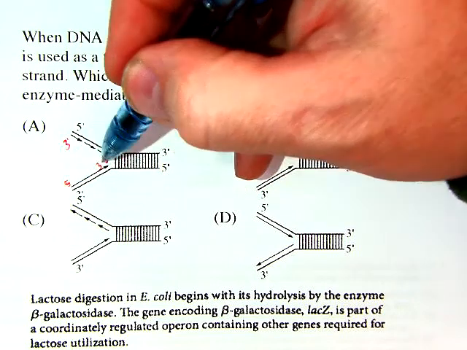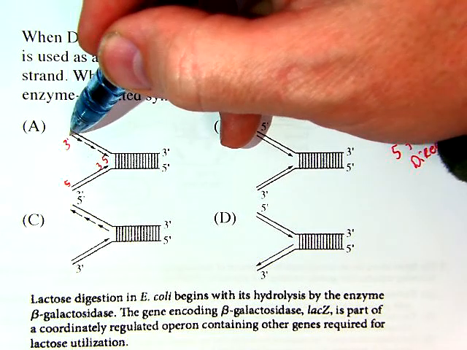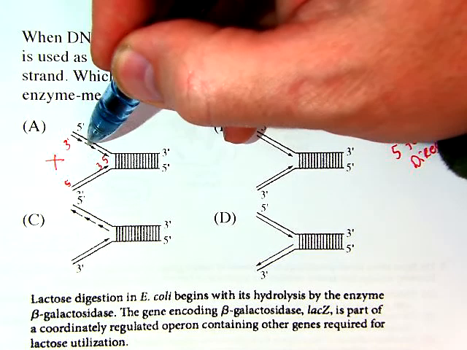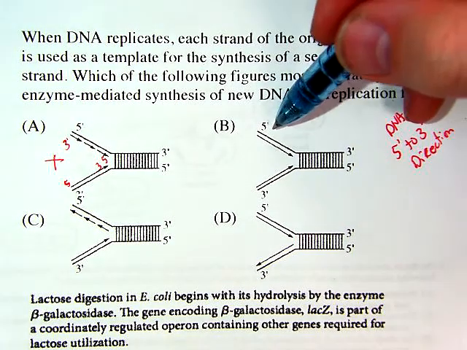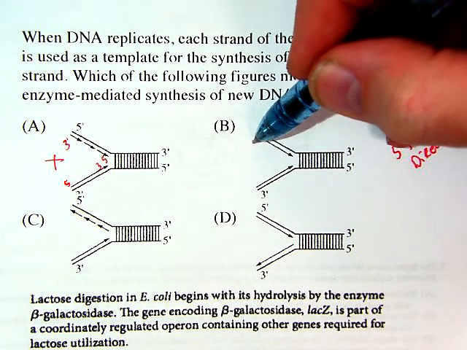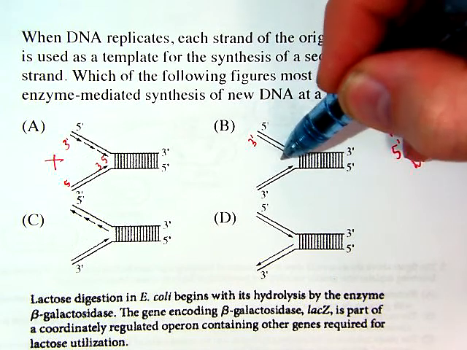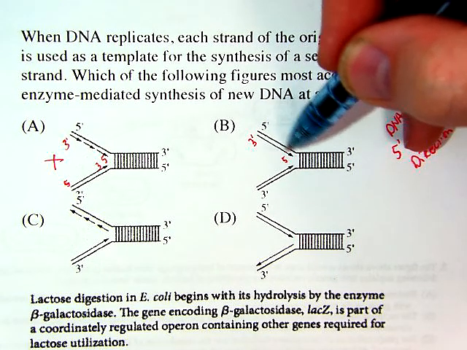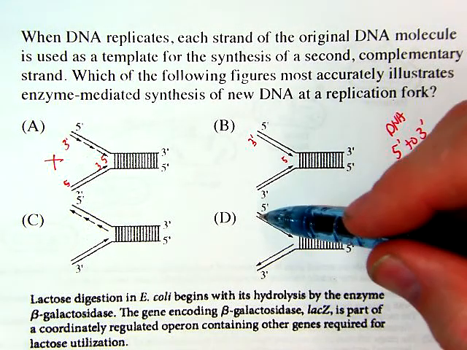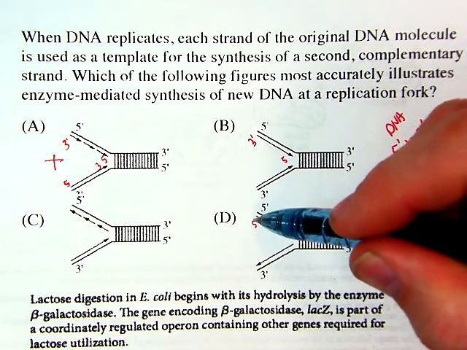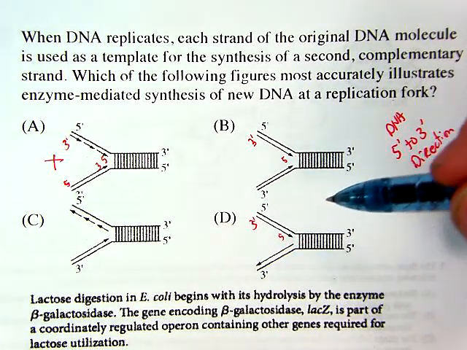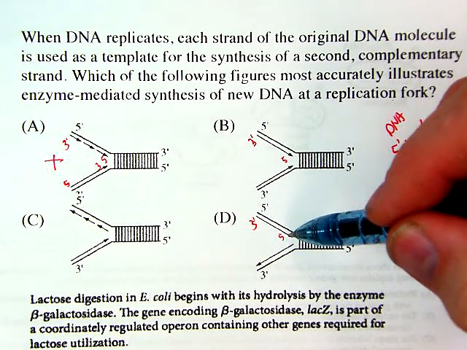DNA is made from 5 to 3, but DNA is not made from 3 to 5. So A is incorrect, even though it is made of fragments. On B, this is 5, this is 3 again to 5, and it is not going to be copied 5 to 3. See the arrow? D is the same thing. We got a 5 to 3. That's a 5, so this is 3, and this is 5. DNA cannot be made 3 to 5.